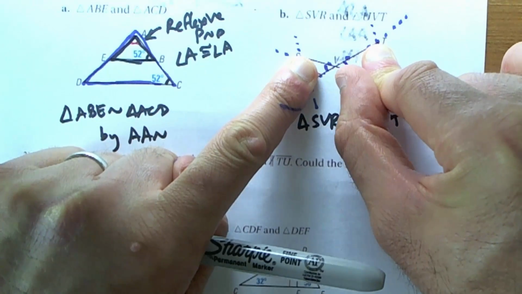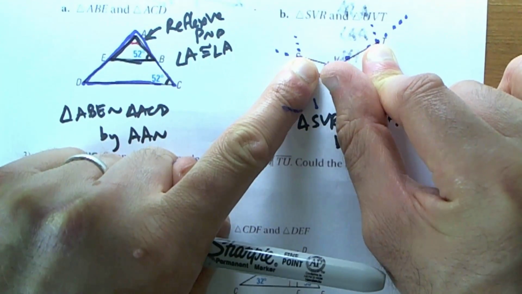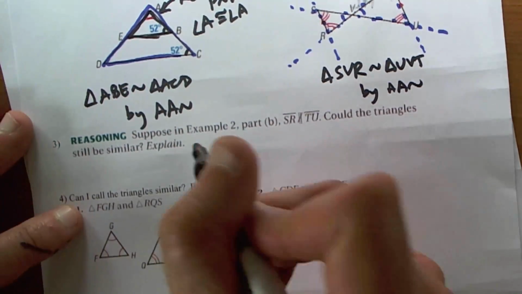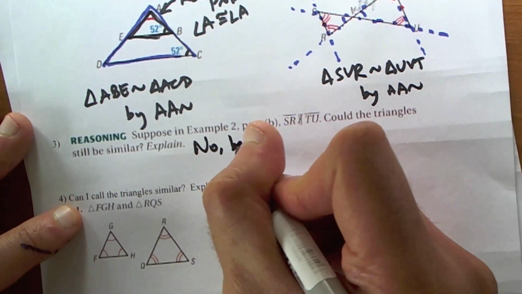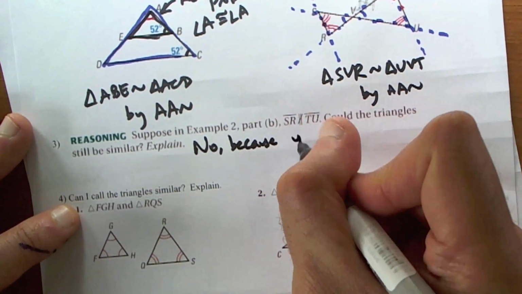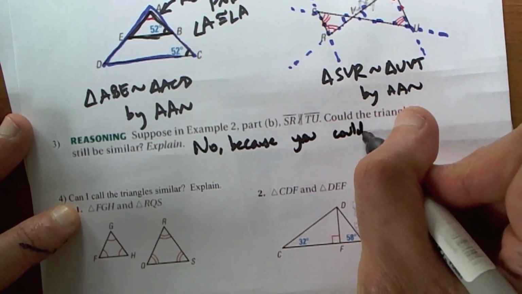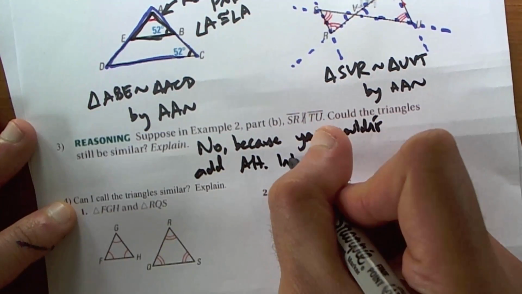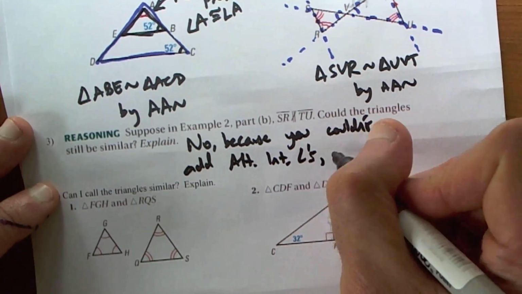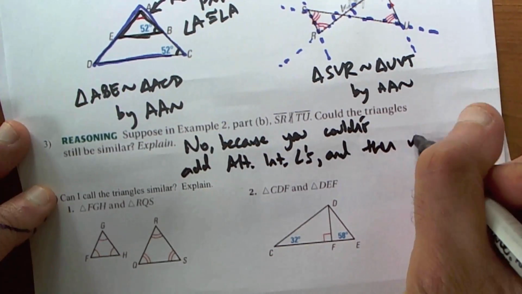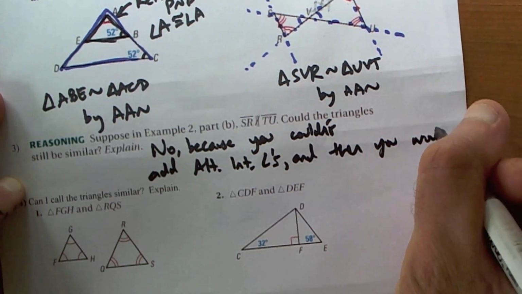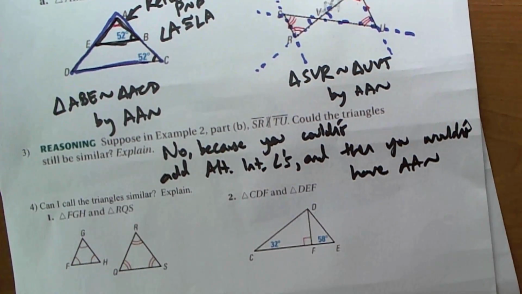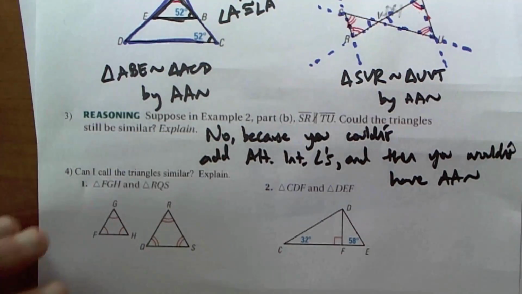So imagine you couldn't add these and these, all you'd have is vertical angles. That's only one pair of congruent angles. That's not enough. Remember, you need two pairs. You need AA. So if these were not parallel, the answer is no, because you couldn't add alternate interior angles, and then you wouldn't have AA similarity. Okay. All right.